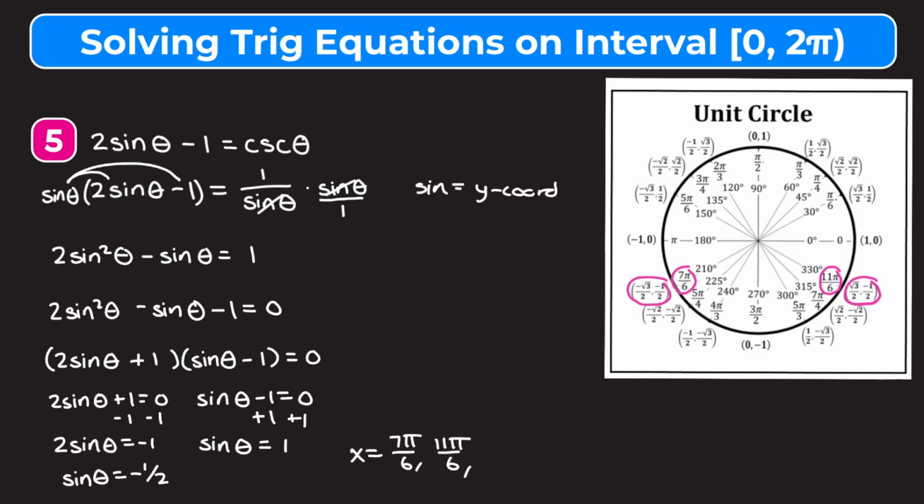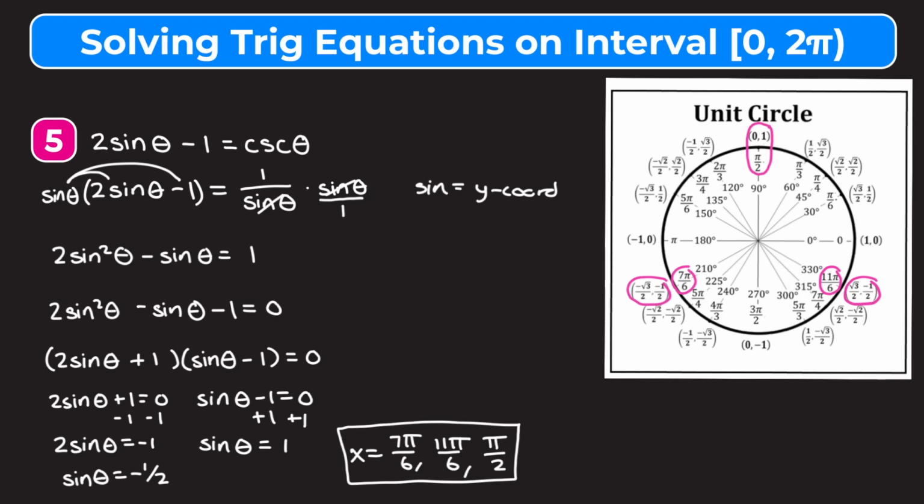And now we need to figure out when is the sine of theta equal to 1. So when is our y-coordinate equal to 1? That's going to be one of our quadrant angles. So if we look up here, we're going to get pi over 2. And that is the only time our y-coordinate is equal to 1. So we get 7 pi over 6, 11 pi over 6, and pi over 2.